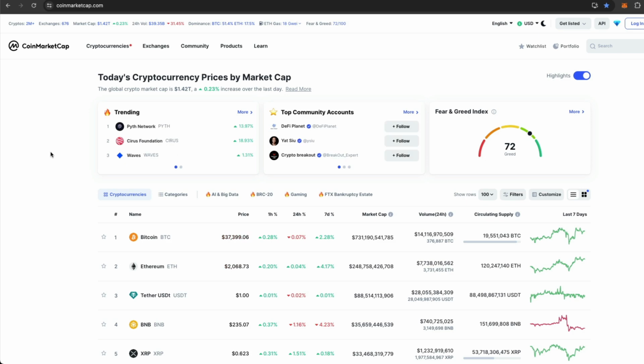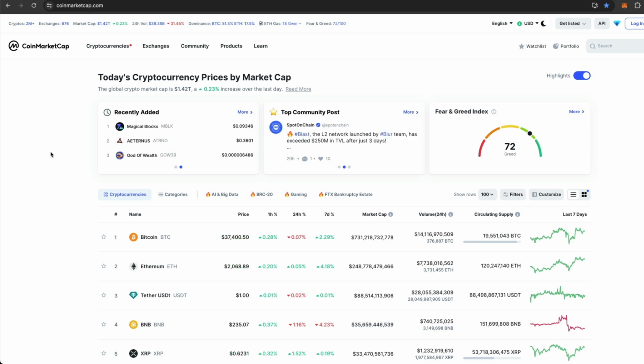Of course, nothing is financial advice. This is just for educational purposes, so please do your own due diligence and trade safely.